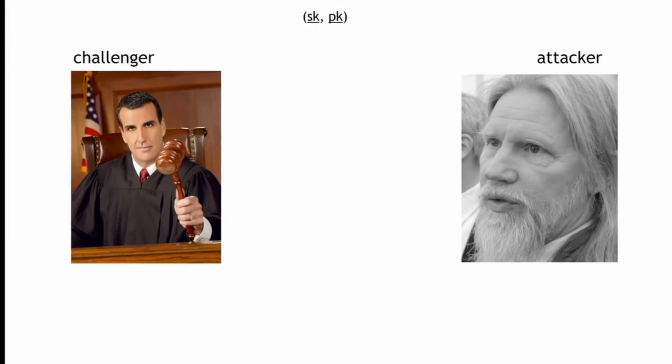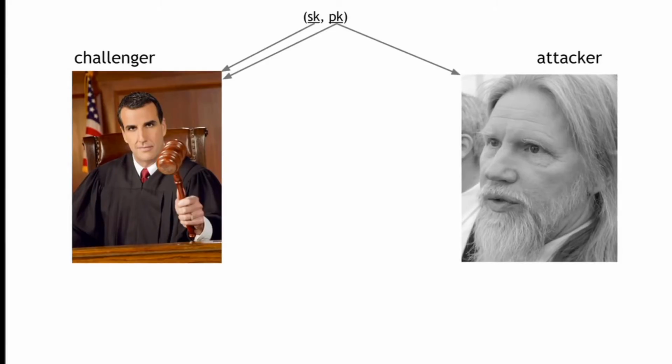The first thing we do is use generate keys to generate a secret signing key and a public verification key that match up. Now we give the secret key to the challenger, to the judge, and we give the public key to both parties, both to the challenger and to the attacker. So the attacker only knows information that's public. He only knows the public key. And his mission is going to be to try to forge a message. The challenger knows the secret key, so he can make signatures.